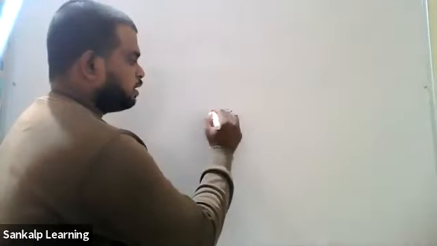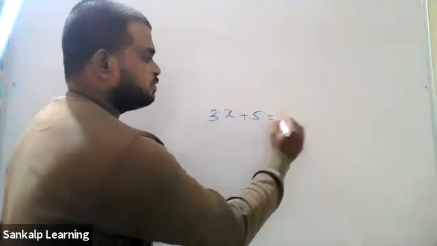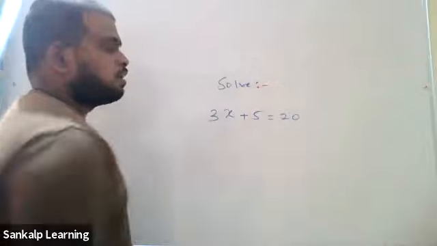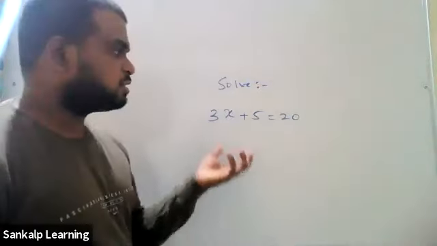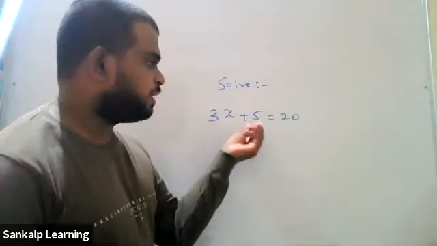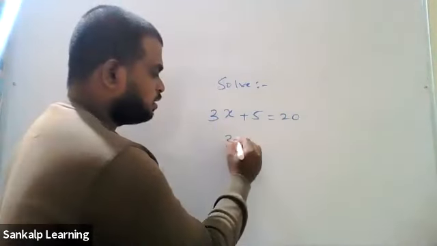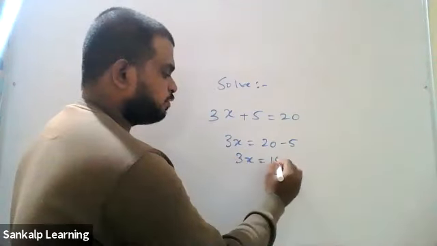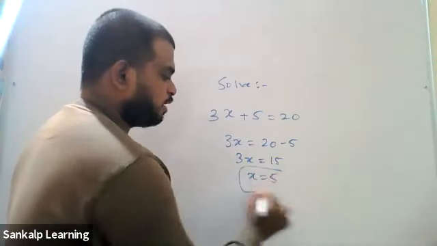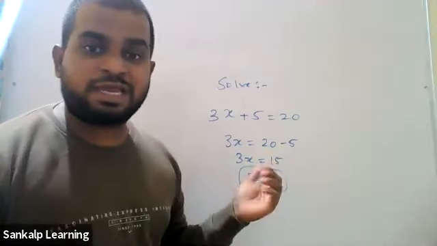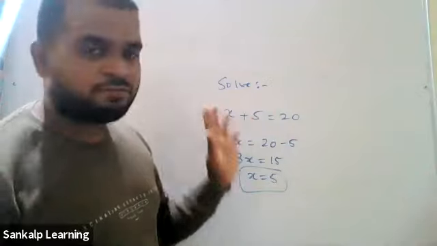I'll give you a simple example: 3x plus 5 is equal to 20. If I ask you to find the value of x, what will you do? It is very easy, right? You will just simply transpose 5 to the other side. 3x is equal to 20 minus 5, so 3x is equal to 15. Therefore, x is equal to 15 by 3, which is nothing but 5. So it's very easy to solve when you've got only one variable.